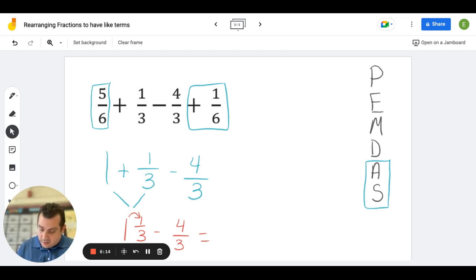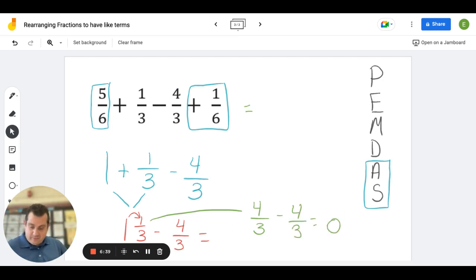Now, I don't have room on my whiteboard to put it underneath, so that 1 and 1/3, I'm going to put right here. I'm changing it to 4/3. And now I'm subtracting 4/3. And what is 4/3 minus 4/3? That is equal to 0. So your answer is 0.